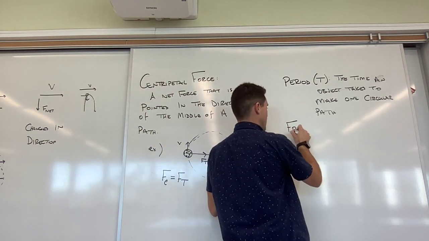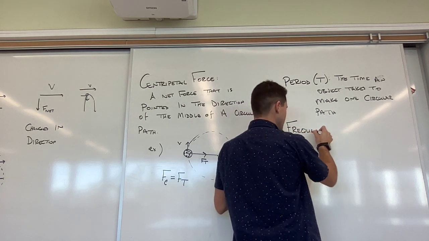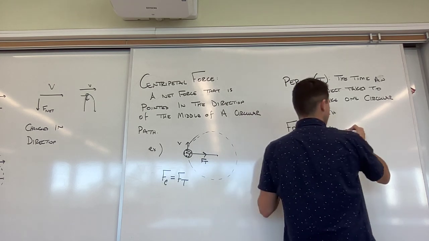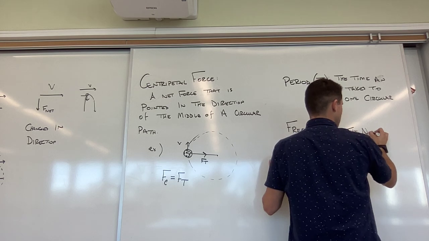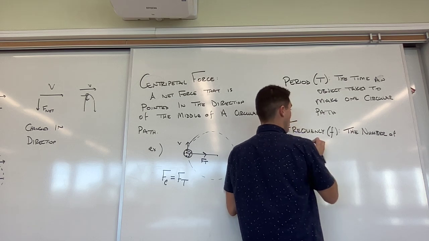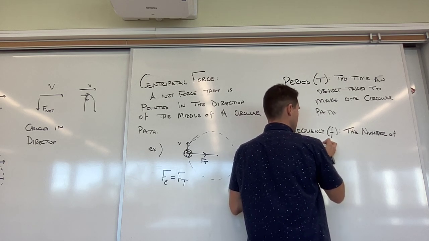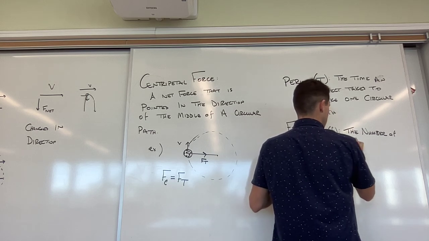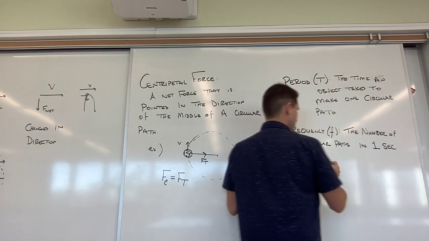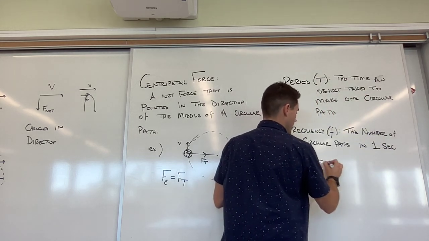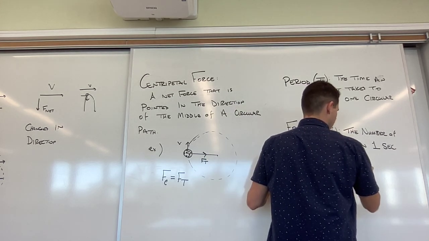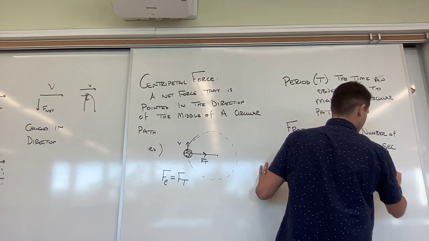Second definition that we learned in chemistry but pops up again here is frequency. Frequency is lowercase f, and this is defined as the number of revolutions or number of circular paths in 1 second. These things sound familiar or related because they are. Period is the inverse of frequency, and so therefore, frequency is the inverse of period.